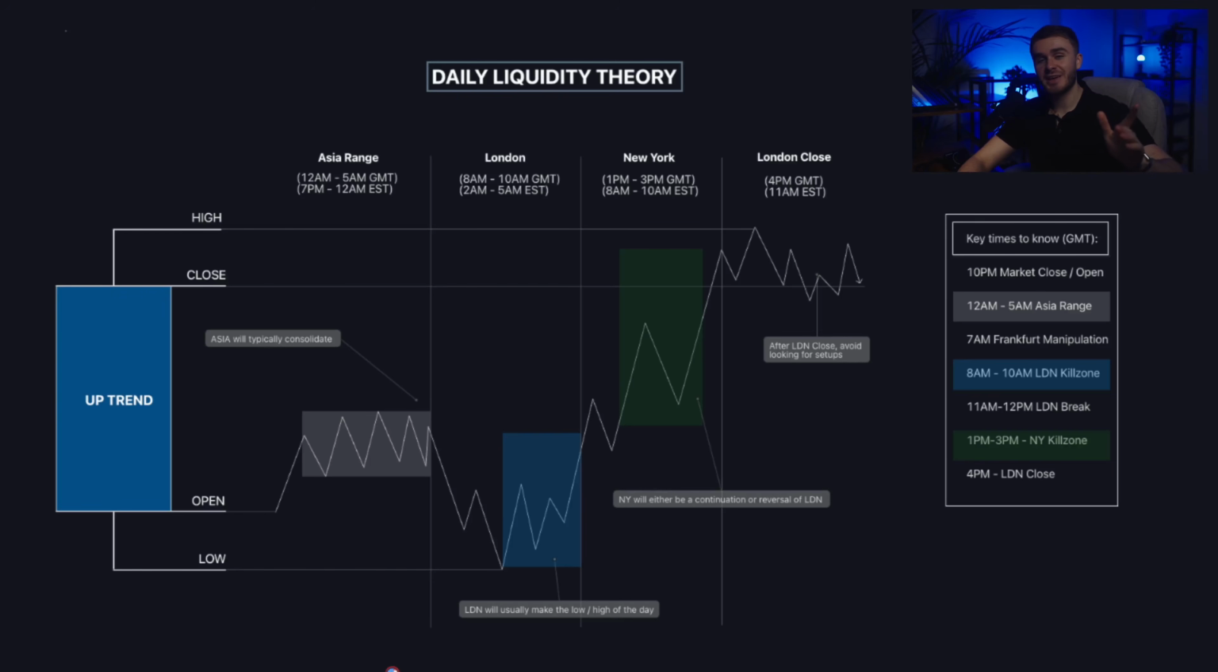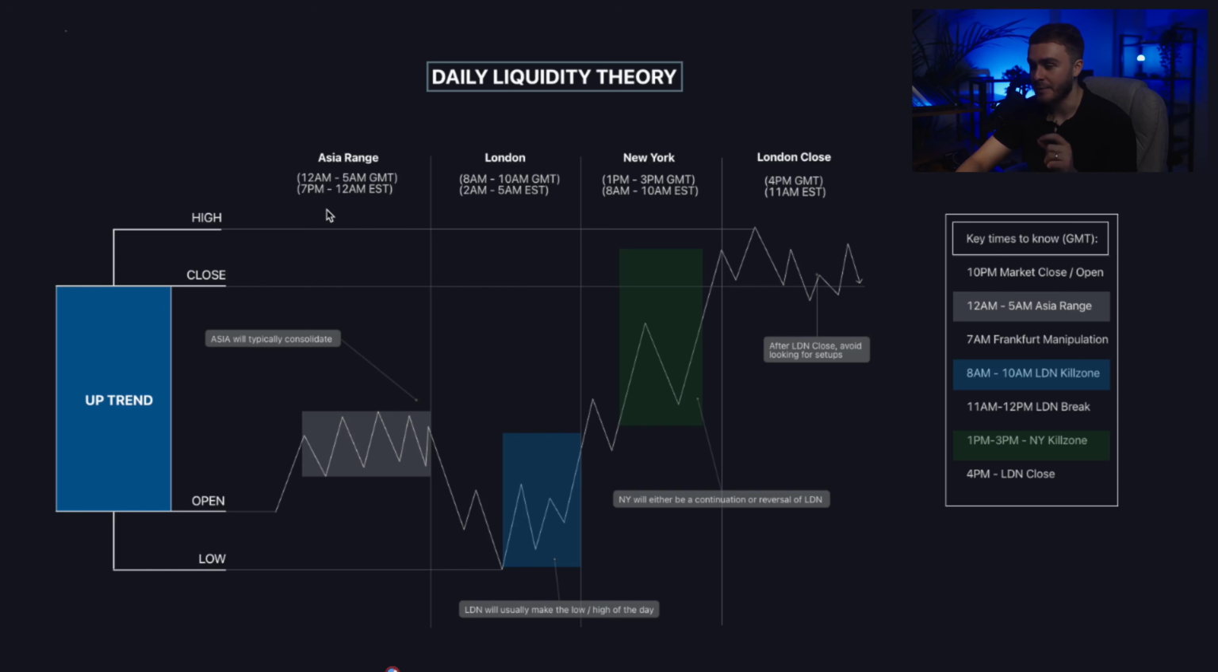Now, the interesting thing is that these points can actually be defined, and there's been a lot of research into it, and I've seen it myself after literally hundreds, if not thousands of trades in all my history. The daily liquidity theory. It's very, very simple. We start off with the Asia range. GMT, this is going to be between 12 a.m. to 5 a.m. in the morning, or EST, we've got 7 p.m.